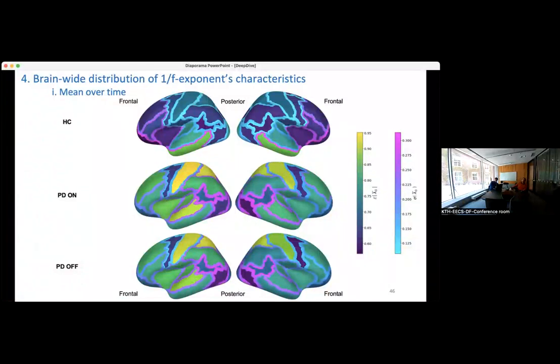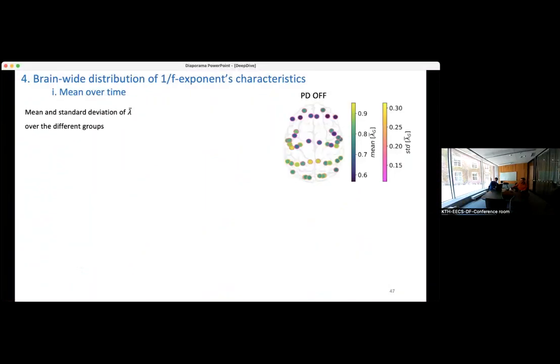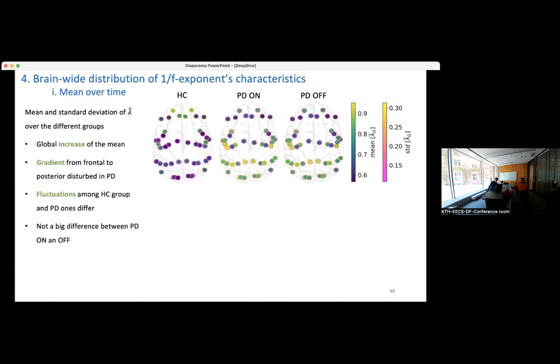Okay, so to have a better visualization of this, we just take the center of gravity, the center of mass, of the different brain regions, and we project these results on the brain. And it looks like that at the end. So this is the same as previously, but projected on a 2D brain. And what we see is that we have this kind of gradient that looks perturbed in Parkinson's disease, and you have this increase.